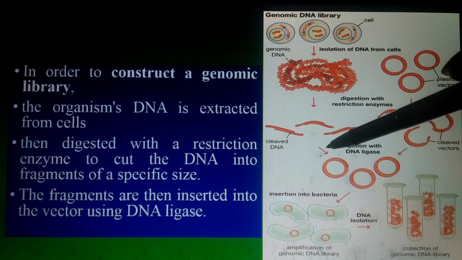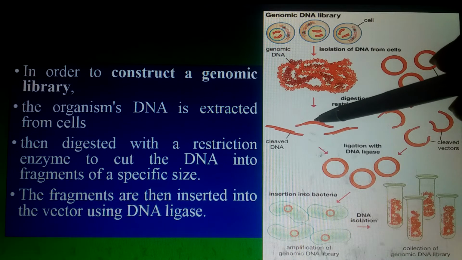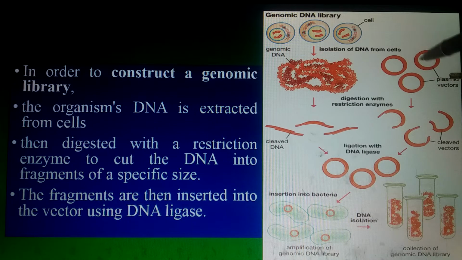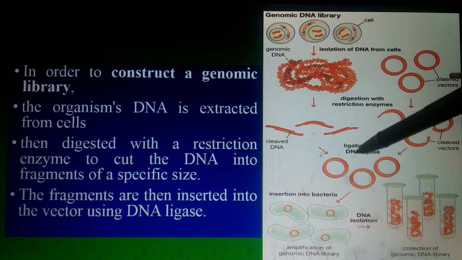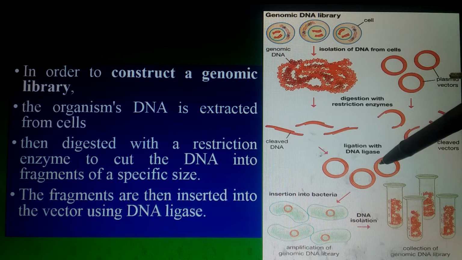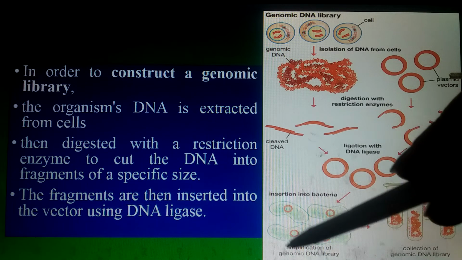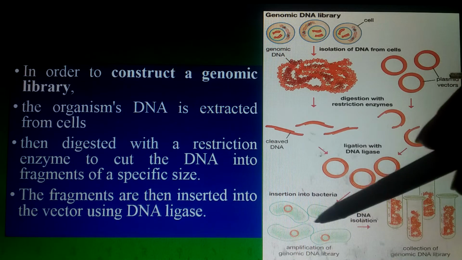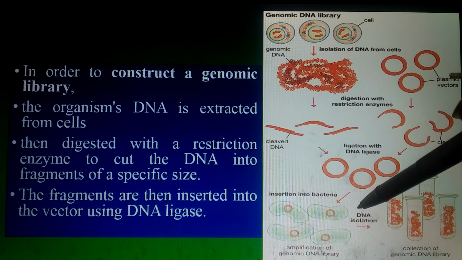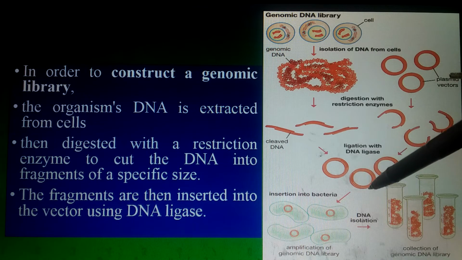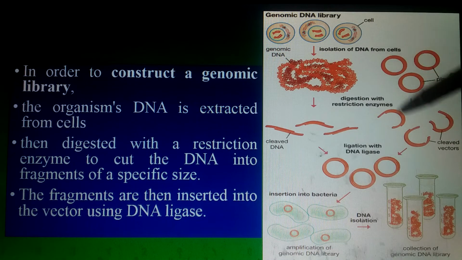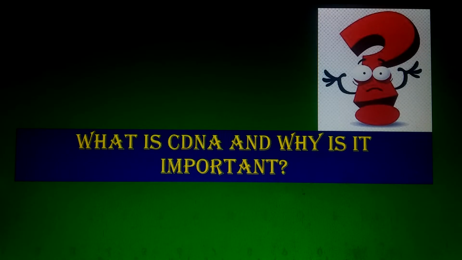Then these fragments with these vectors reunite with the help of the ligase enzyme, and then are inserted into the bacterial cell for amplification purposes. So you can easily construct your genomic library by using this technology, which is the recombinant DNA technology. Is it clear?